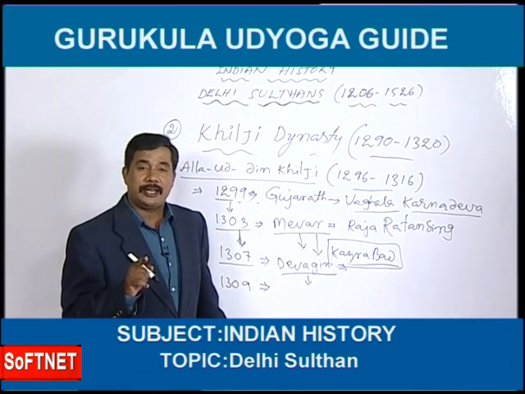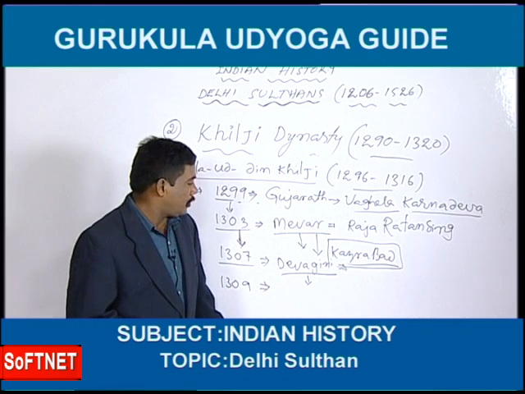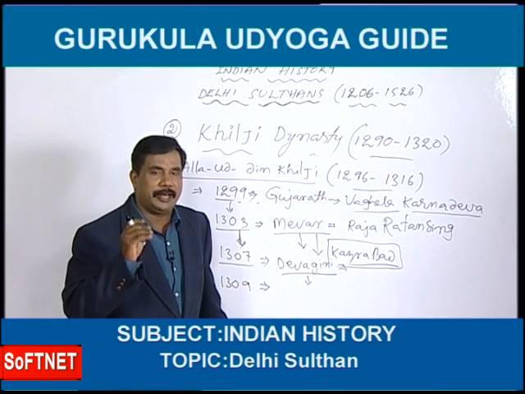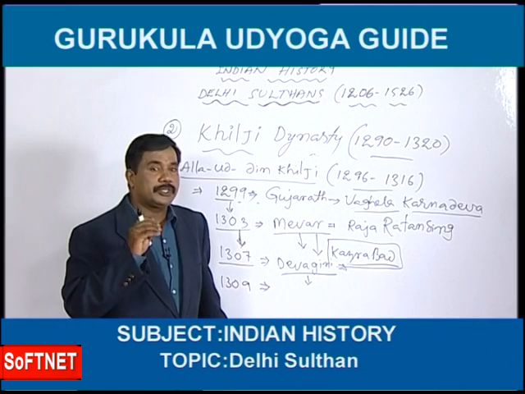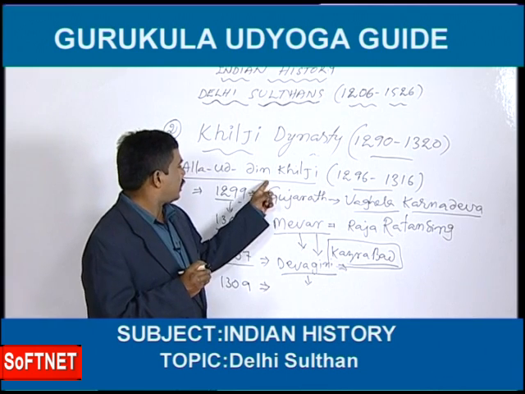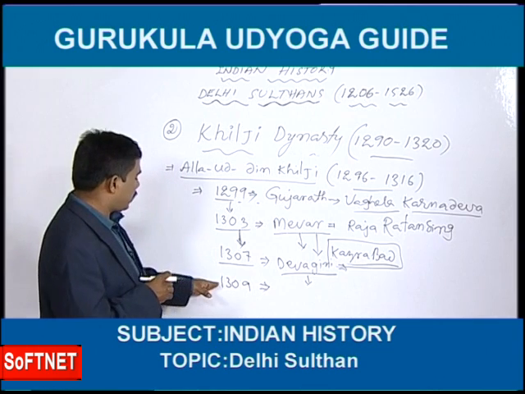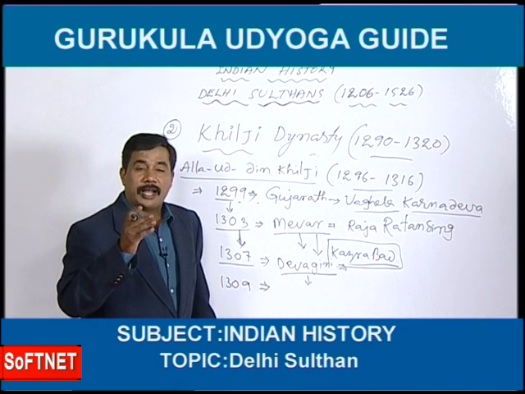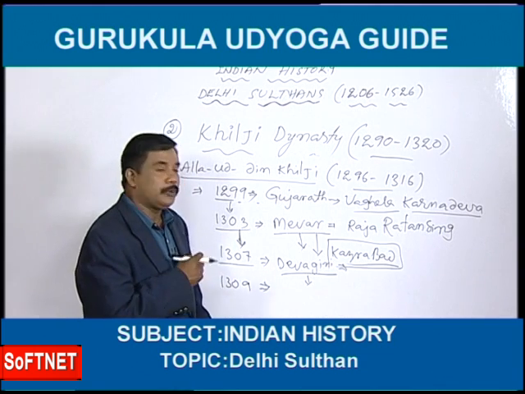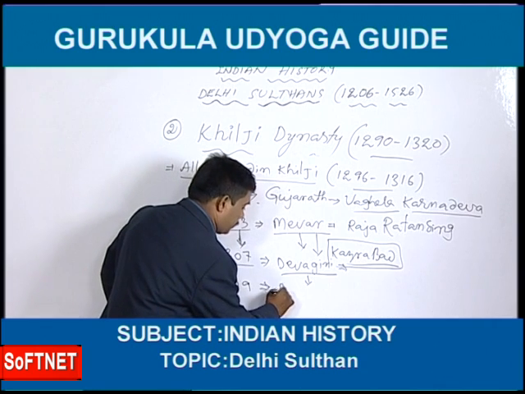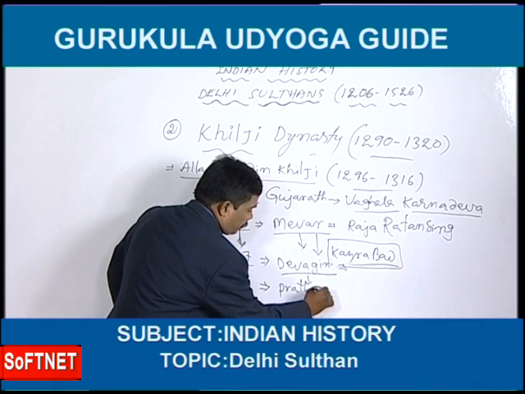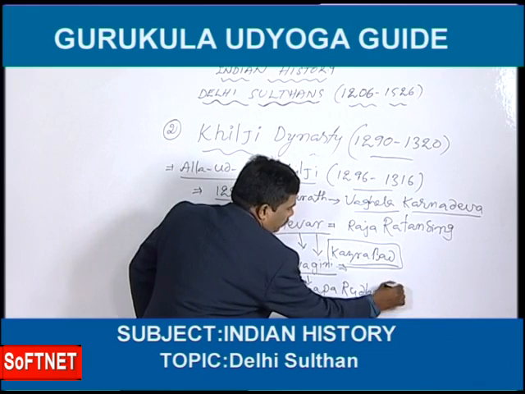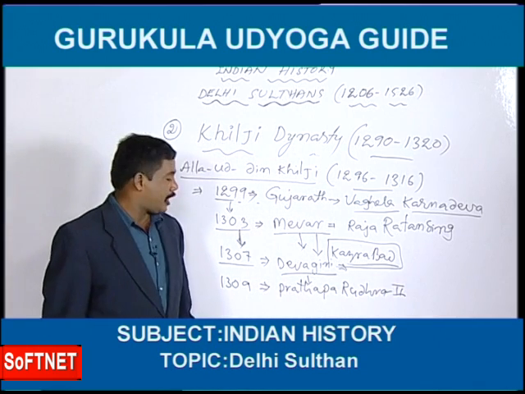Alauddin Khilji attacked the Kakatiya kingdom. We have to remember that the Telugu or Andhra kingdom was first attacked by the Muslims, by Alauddin Khilji in 1309-10. Here the Kakatiya kingdom was defeated by Alauddin Khilji. Prataparudra II was defeated by Alauddin Khilji.